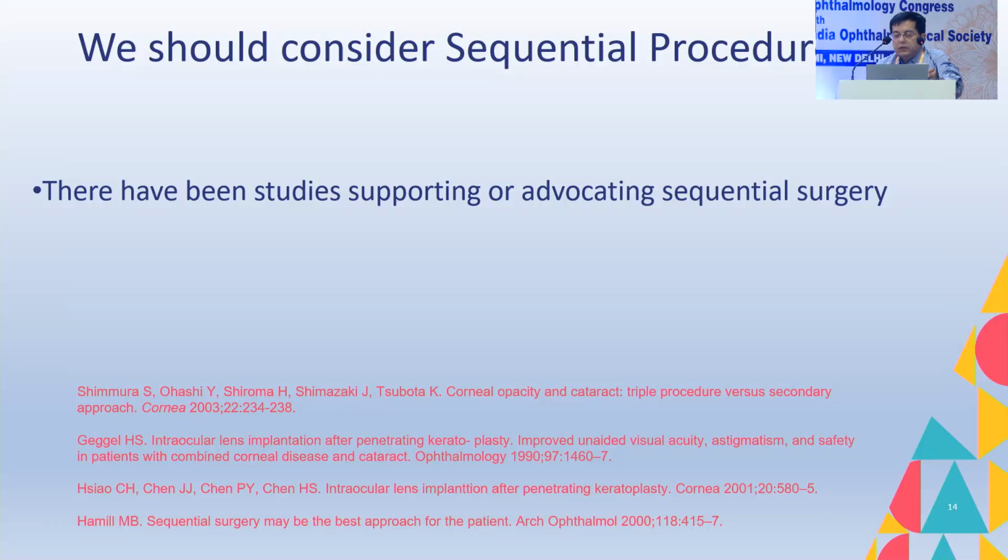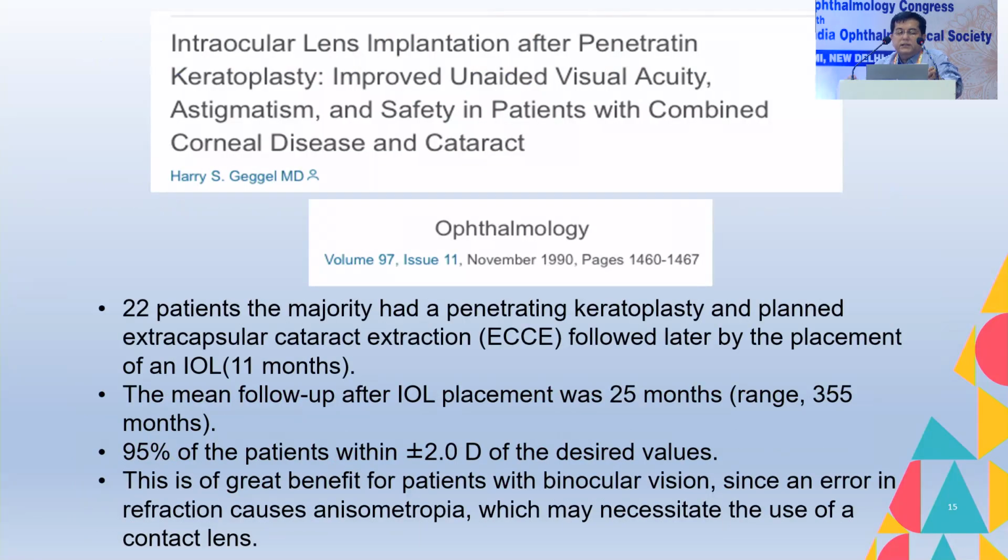But I believe that now the time has come to shift to sequential procedure, which would give us a much better refractive outcome. In this particular study, they studied 22 patients where PK was done, along with that the ECCE was also done, but the patient was left aphakic and the IOL was implanted later on once the K reading had stabilized. It takes about 6 months and beyond for the keratometry to stabilize in patients of keratoplasty. So, if time permits, you should do a keratometry after 6 months, and based on that do the biometric calculations and put in the IOL, which gives you a much better outcome.